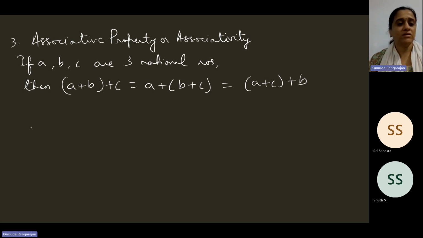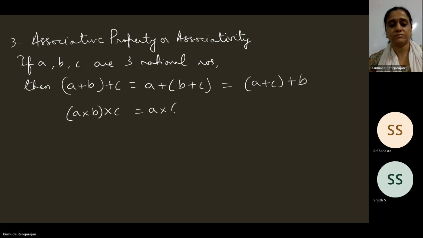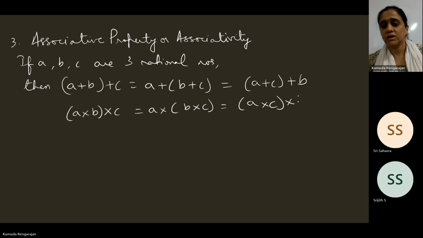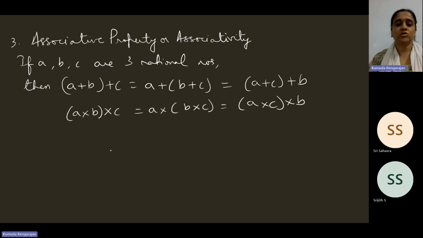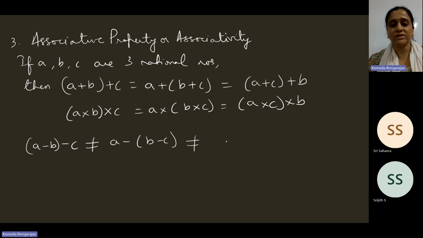Multiplication, because now this is also true. Correct? So you multiply the numbers in any order, the product is going to be the same in all the three cases. But this is not true. A minus B minus C will not be the same as A minus C minus B.